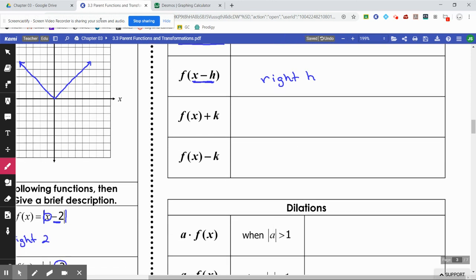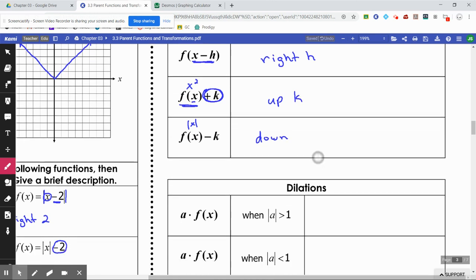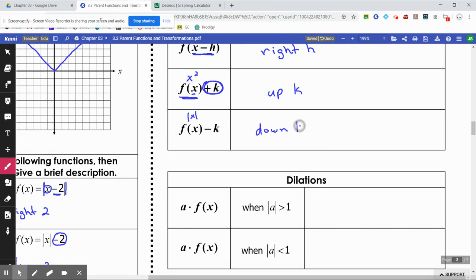Well, what happens when you take the whole function? And again, f of x could be something like x squared. It could be something like the absolute value of x. What happens when you apply the plus k on the outside, not directly to the x? What happens when you apply it to the outside? It moves it either up or it moves it down. If it's a positive k, it's going to move it up k units. If it's a negative k, it's going to move it down k units.